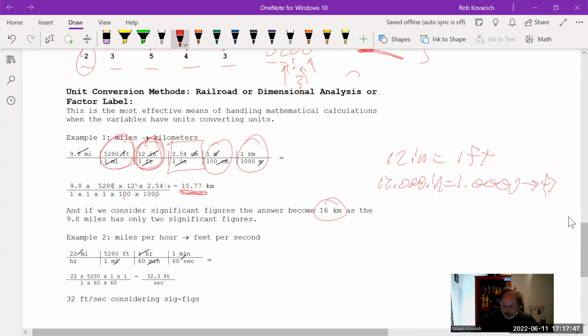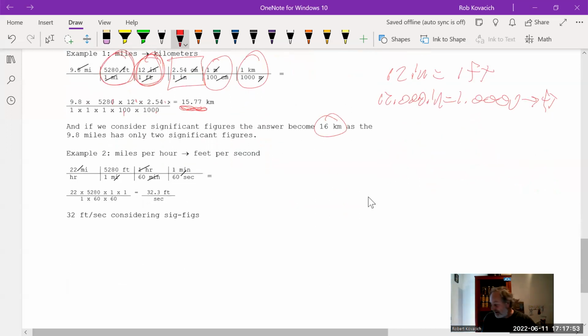Okay, so let's do another one of these examples. Sorry, I've got a puppy, and that puppy is barking at our older dog. Hey, get out.